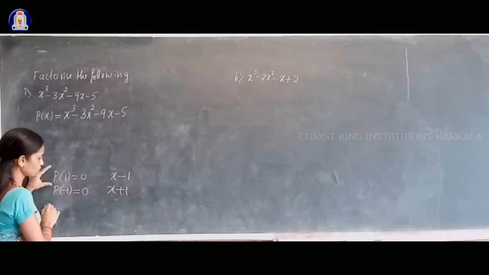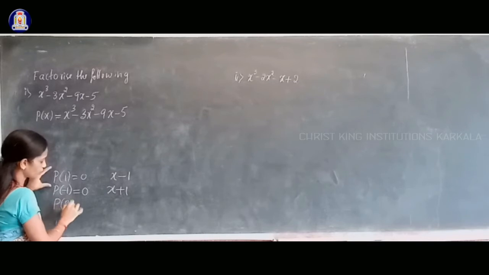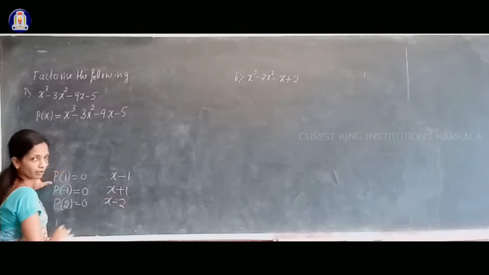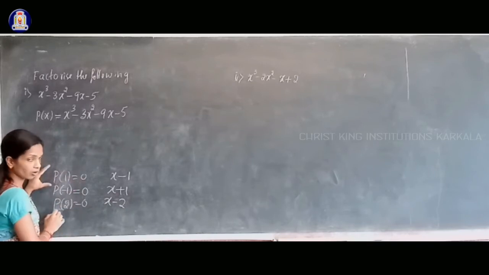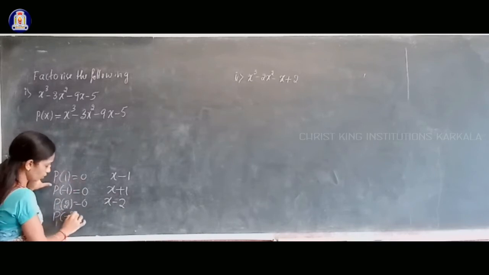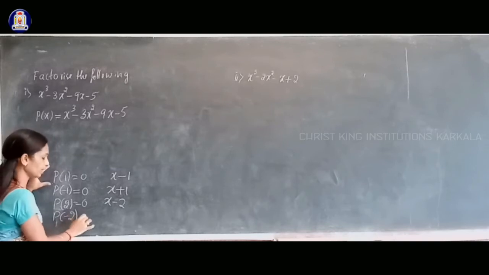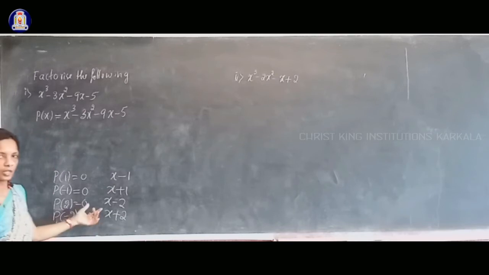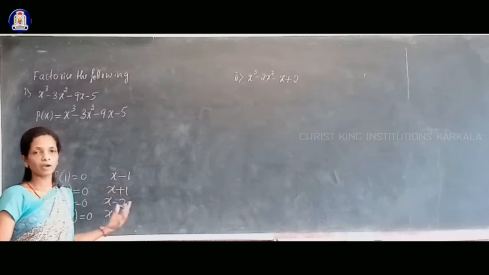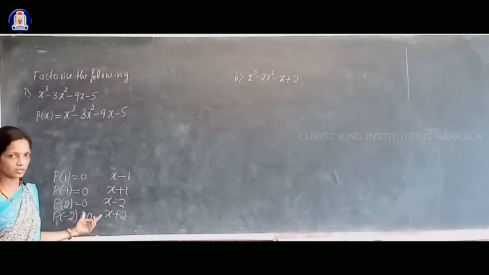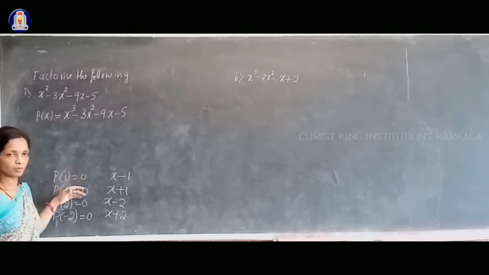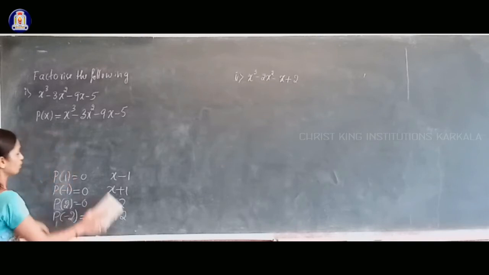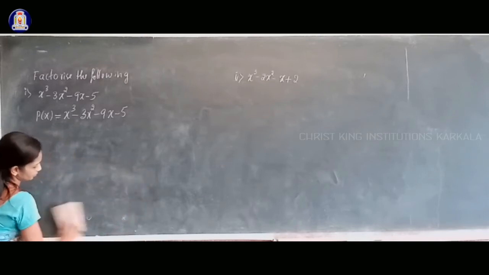If both are not equal to 0, then you have to check p of 2. If p of 2 is equal to 0, then x minus 2 will be the factor. If all these 3 are not 0, then you have to go for p of minus 2. If p of minus 2 is 0, then x plus 2 will be one of the 3 factors, okay. Like this one factor you have to find by inspection, okay. First p of 1, next p of minus 1, like that you have to check, okay. So now we check whether p of 1 is 0 or not 0.